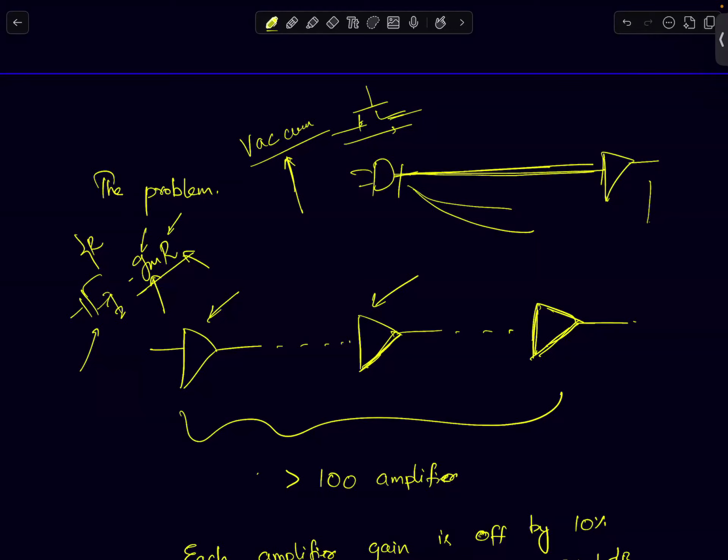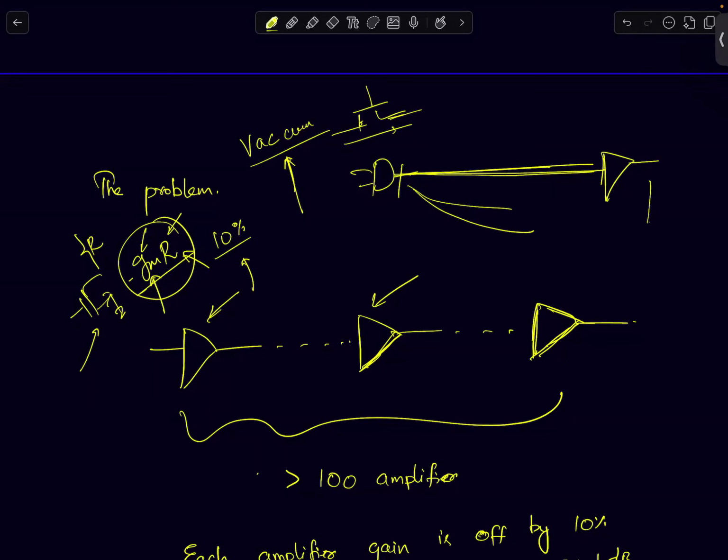So what was the problem he was facing? The problem was that this gain was prone to variations. Let's assume there is a 10% variation in gain. This is a small variation; it can be even larger than this. Assume that there is a 10% variation in gain, and I'm cascading hundreds of such amplifiers.